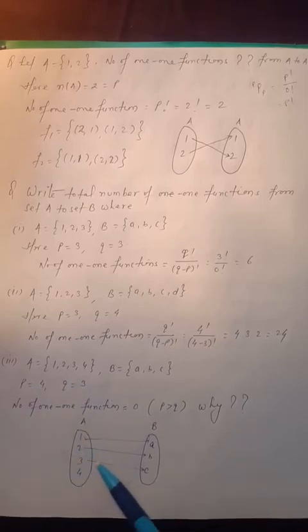This is {1, 2, 3, 4} and set B is {A, B, C}. When the function is one-one, each element has a different image. Now 1 has image A, 2's image is B, 3's image is C, but 4 has no image. And when an element is left in set A, this is not a function.